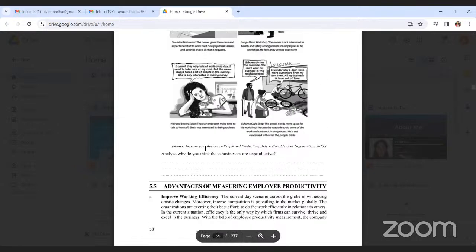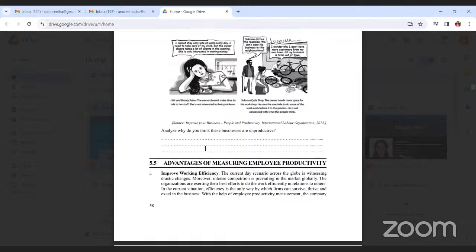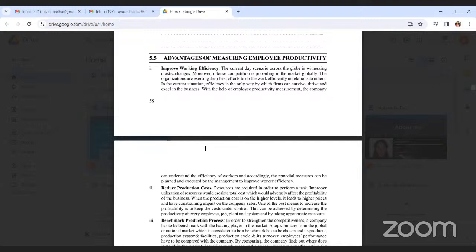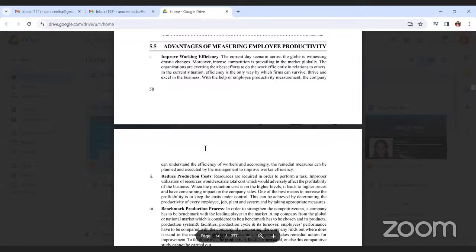So these are just something that you can learn to see and analyze how much productivity a person is giving. Let us understand the advantages of measuring employee productivity. First is to improve working efficiency. How do you ensure that a person is improving working efficiency? It is to understand what the market is globally.